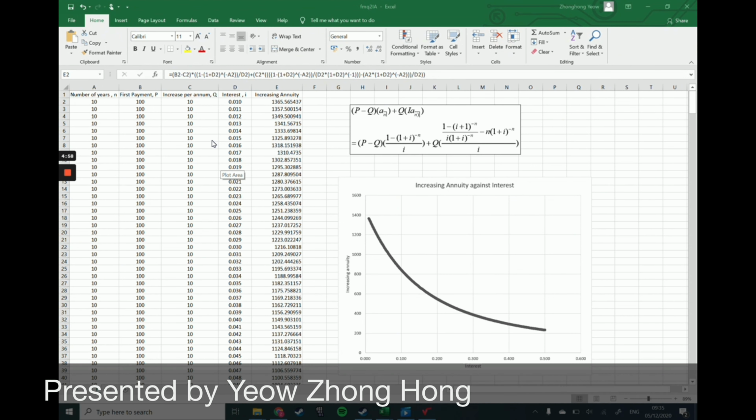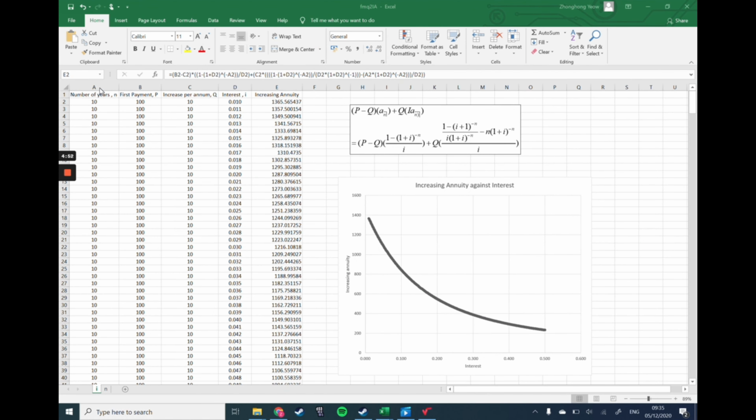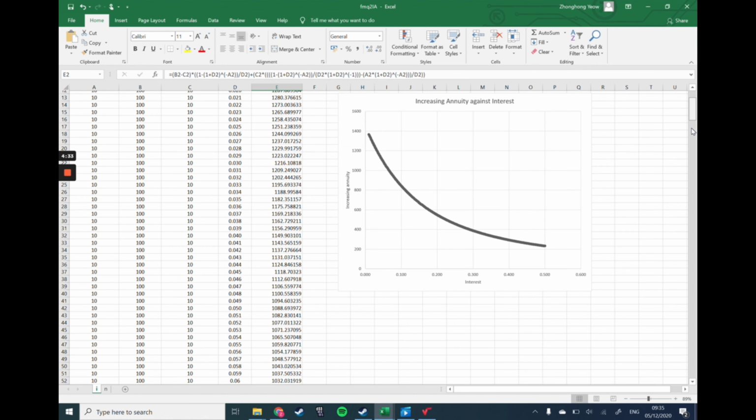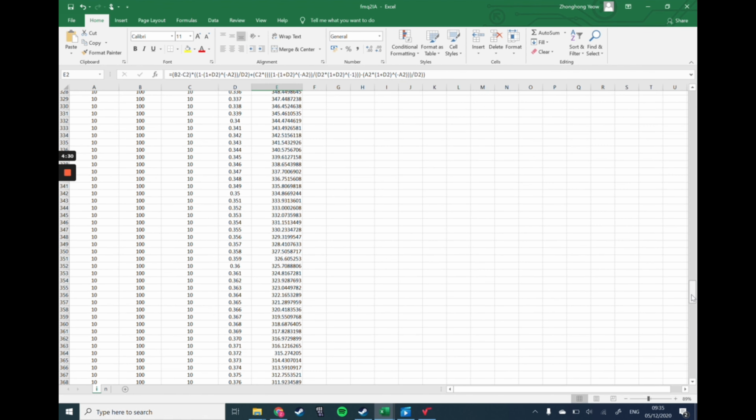Good evening, sir. I'm Yo Zong Hong, and I will be presenting question 2, the increasing annuity part. Here we have column A, number of years N, which we set as 10, column B, first payment P, which we set as 100, and column C, the increase per annum for the payment. Every year we increase by 10, and the interest rate we set from 0.01, increasing until 0.5 with a step size of 0.001.